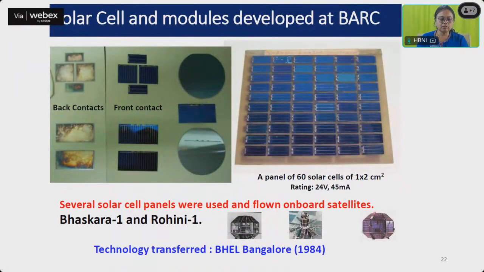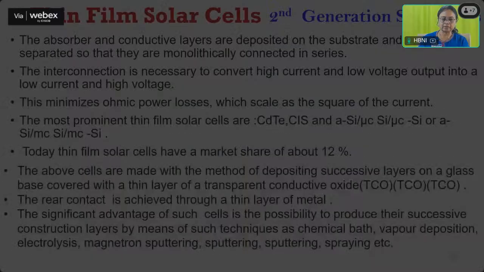And in BARC also, this work has been going on for many years, and solar cells and modules were developed for space application. So Bhaskara 1 and Rohini 1, whatever space application, these solar cells made in BARC were used. We have got the back contact, this is the front contact, and this started with the wafer, and full panel was made, and the technology was transferred in 1984 for making this.